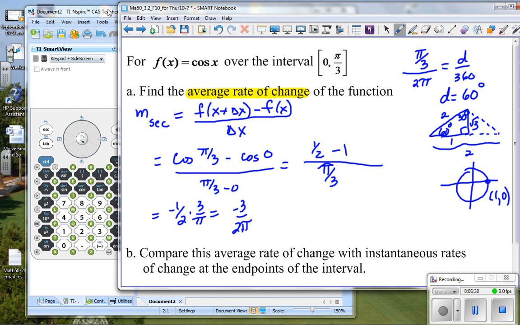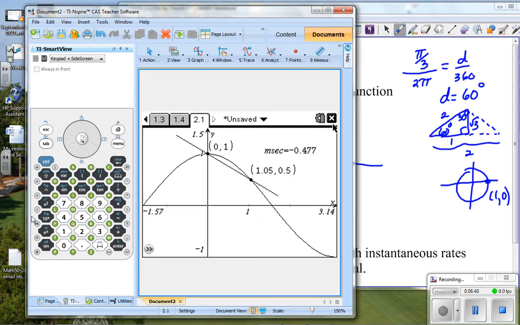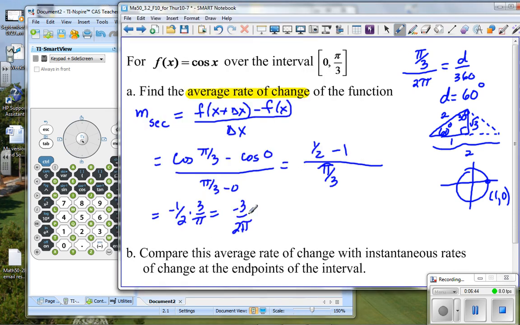Now that's not what the Inspire showed. It showed negative 0.477. So we need to know, is this equivalent to that? Now this is my exact answer. So what is my approximate?